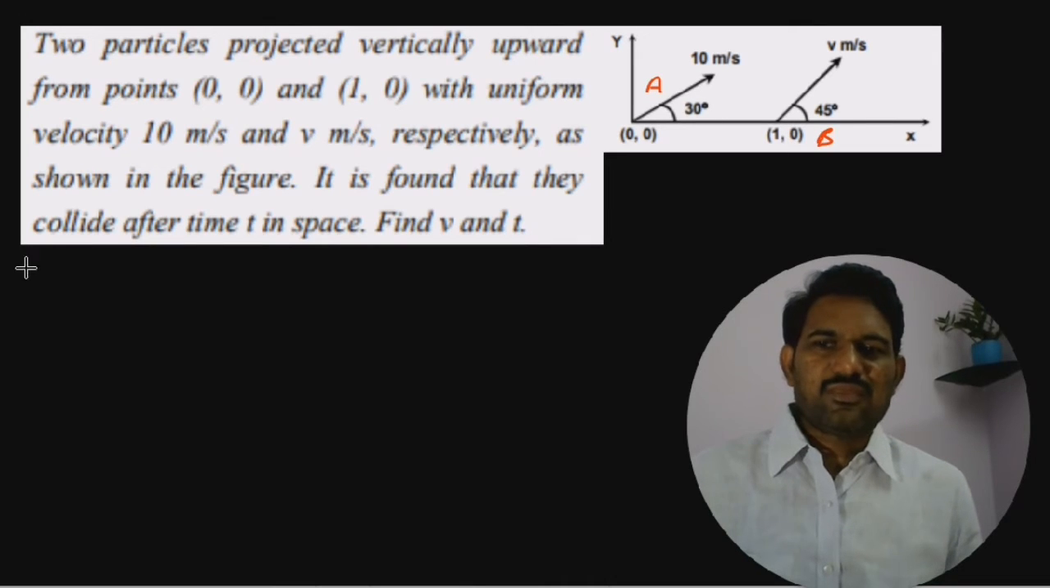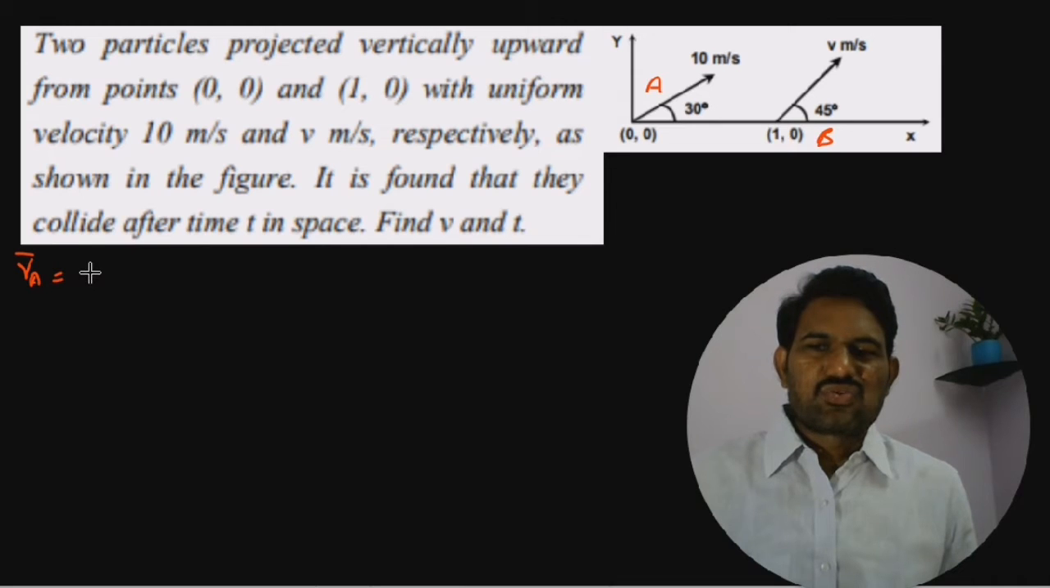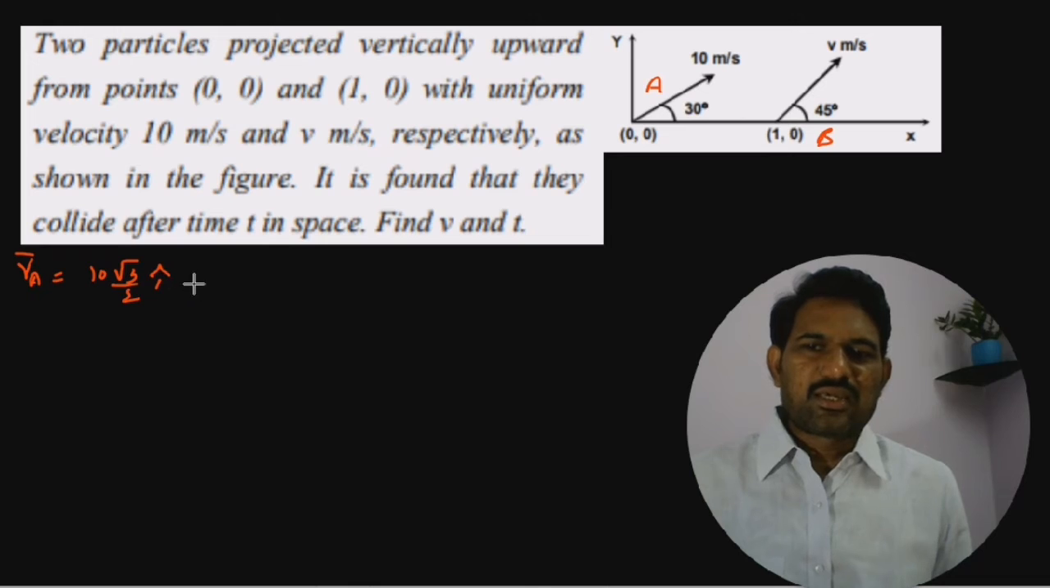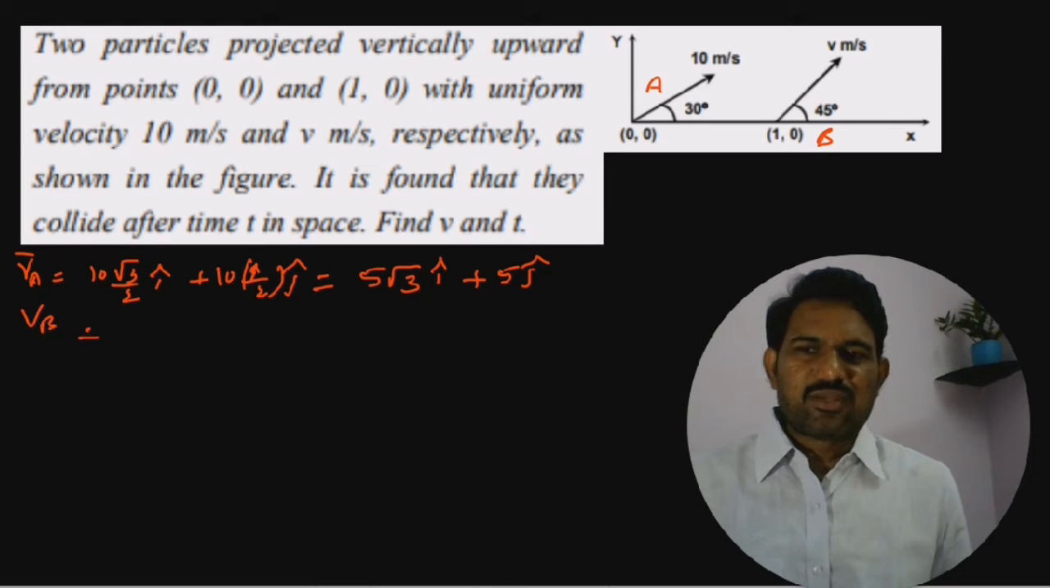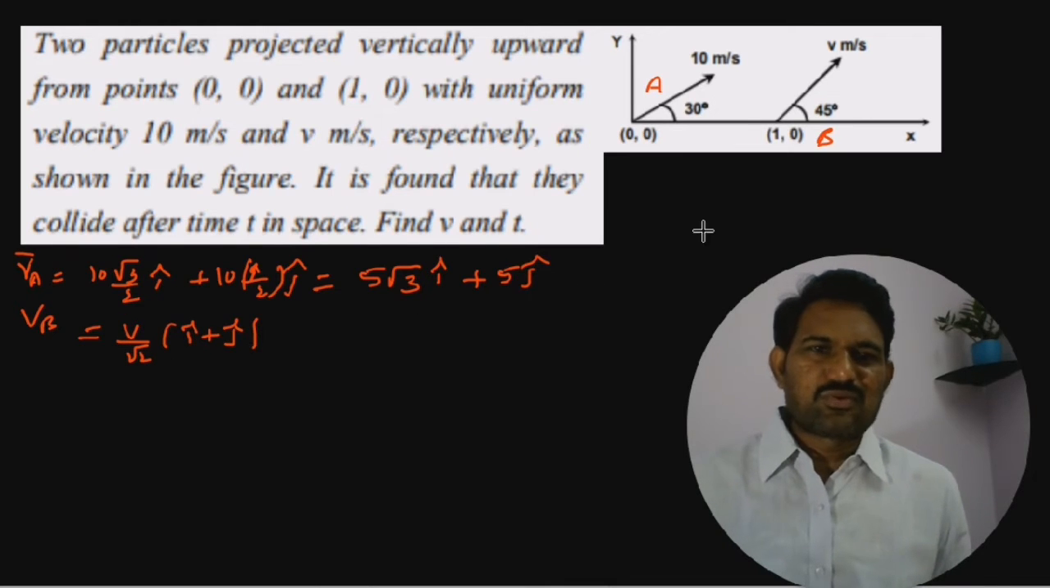Now I am taking the velocity of A in vector form. Let us write here: 10 cos 30, that is 10 root 3 by 2 i cap, plus 10 sin 30, that sin 30 is 1 by 2, j cap, which you can write as 5 root 3 i cap plus 5 j cap. So this is the velocity of A. Next let us write the velocity of B, which is V by root 2. You know the components resolution. I am directly writing like this because that angle is given as 45 degrees.